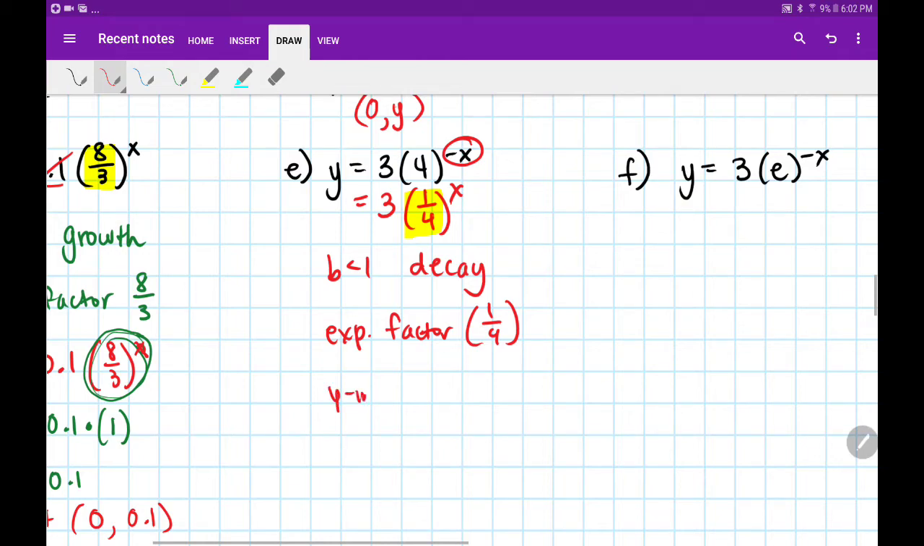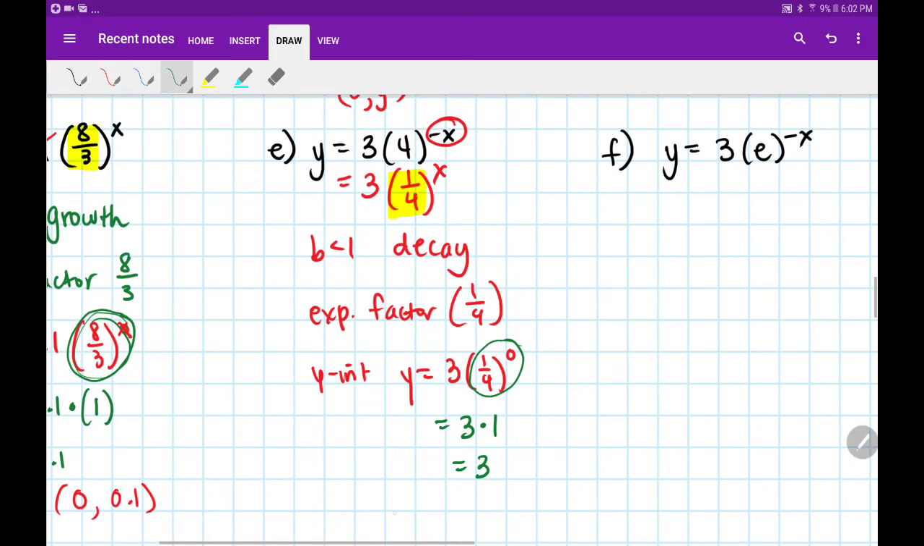And then for my y-intercept, I always set x equal to 0. So let's see what we get. 3 times 4 to the negative 0. Or, actually I could just plug it into my rewritten function, 1/4 to the 0. So anything to the 0 is just 1. So that's 3 times 1, and 3 times 1 is 3. My y-intercept, therefore, is 0, 3.